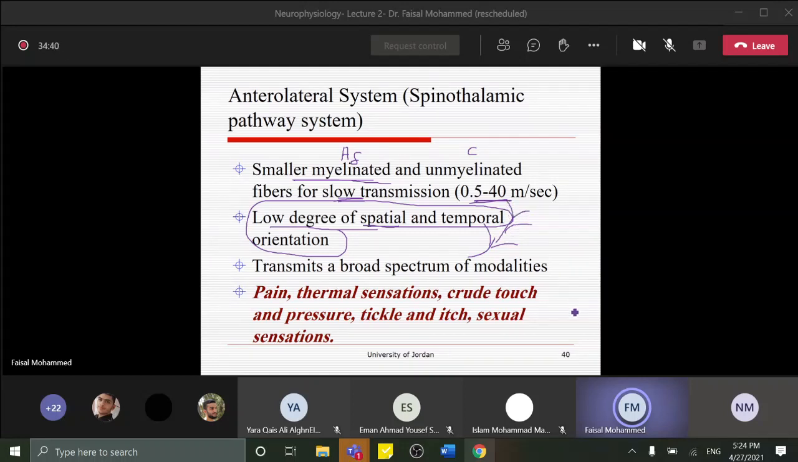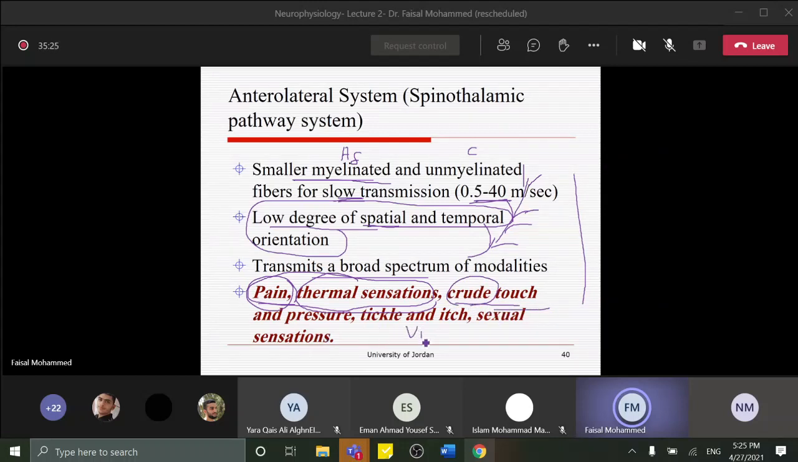The dorsal column system goes one way, while this one creates some divergence, so it goes many ways. That's why it has a low level of fidelity. It transmits a broad spectrum of modalities. Not only mechanoreceptive, fine touch; here it transmits pain and temperature. Pain is called nociceptive and thermal is called thermal receptors. Besides that, it transmits mechanoreceptive, but not fine, it's crude touch, crude pressure.